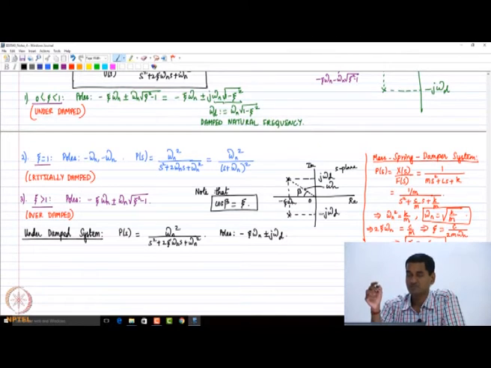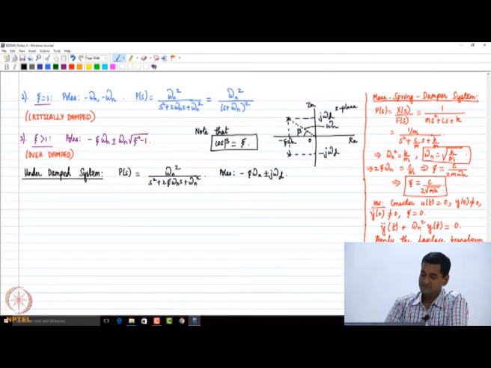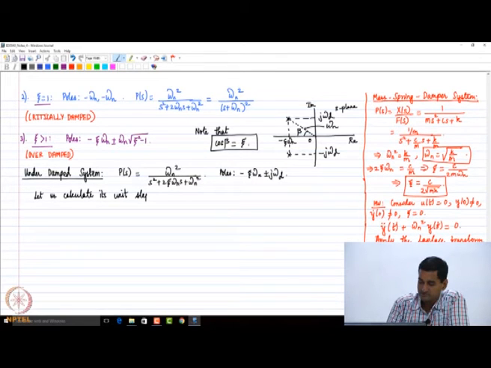Please remember this. If you increase the damping ratio, what do you think will happen to this angle beta? It will decrease, right? And vice versa. Please remember that. So let us calculate the unit step response of this underdamped system.